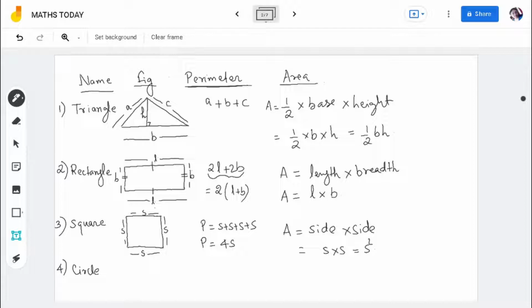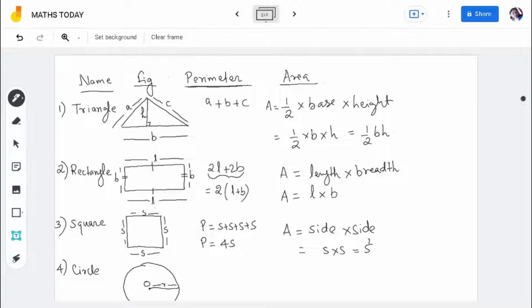So let's see how a circle looks. We know that a circle is something like that. From the center, from a fixed point, a fixed length has been taken and that fixed length has been rotated all around in the 360-degree angle. So we will get a circle. This fixed point is known as the center of the circle and this fixed distance is known as the radius of the circle. Let's take the radius to be R.